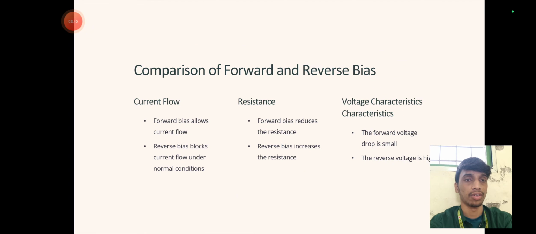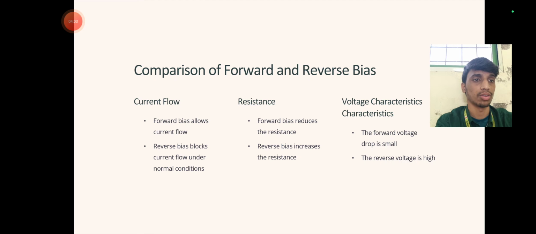Comparison of forward and reverse bias. Current flow: forward bias allows current flow. Reverse bias blocks current flow under normal conditions. Resistance: forward bias reduces the resistance. Reverse bias increases the resistance. Voltage characteristics: the forward voltage drop is small. The reverse voltage is high.